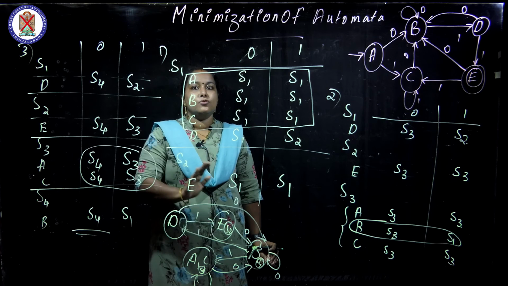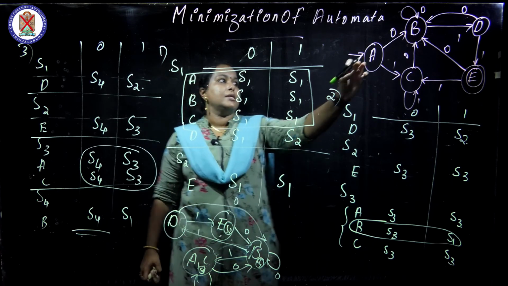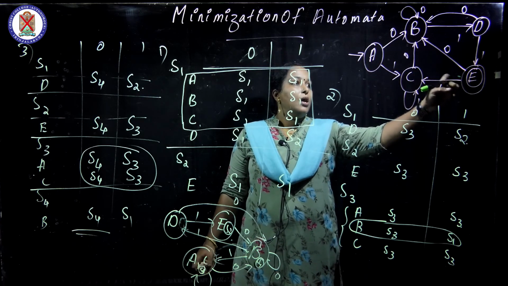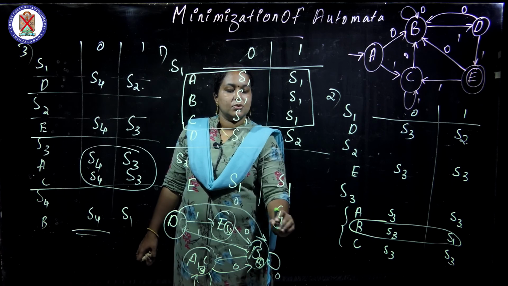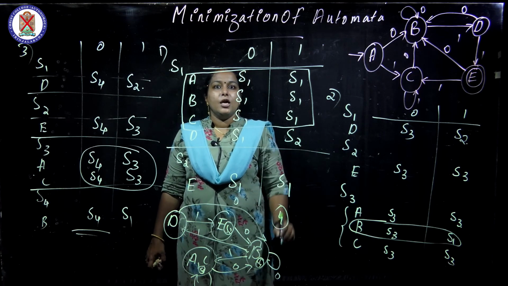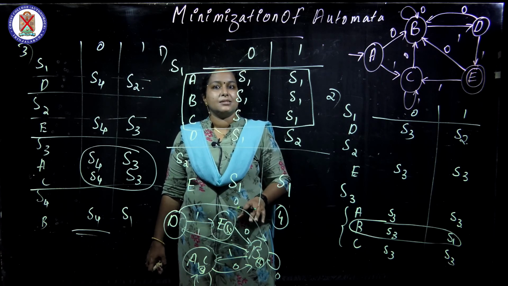Okay, after that you must draw the minimized DFA. How many states were there? 1, 2, 3, 4, 5 states have been there. We have minimized to 4 states, so this is the minimal DFA. You will get the concept more clear when we move to the next example.